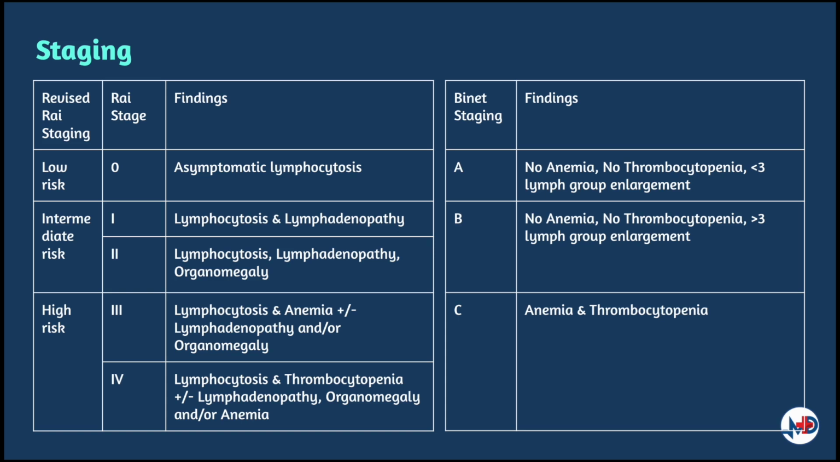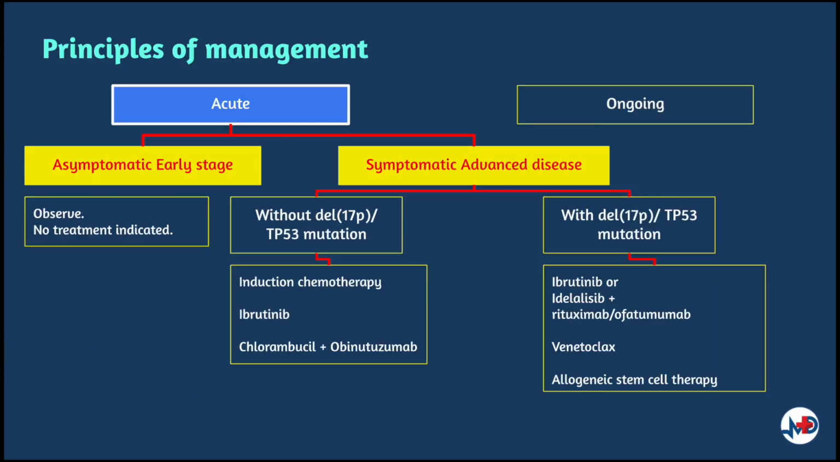However, the Binet staging system, mainly used in Europe, categorizes patients according to the number of lymph node groups involved and cytopenias. CLL is an indolent malignancy that is incurable with current treatments. Chemotherapy can achieve complete remission, but relapse is inevitable.